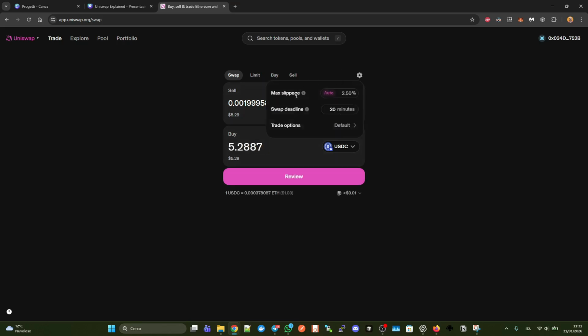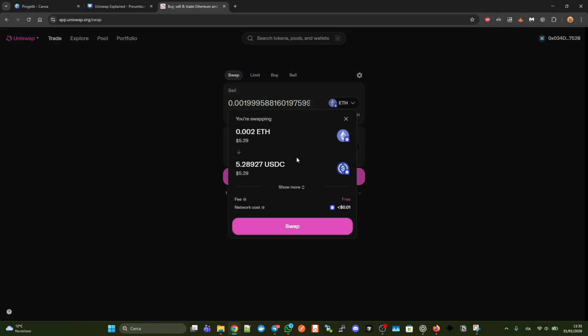Here I can select the slippage. Remember that slippage is the difference, in percentage, between the trade price we expect and the trade price at which the trade is performed. Here there is also a swap deadline, and here there are also some trade options. I will leave it on auto. So let's go and do this trade. So I will receive this amount of USDC more or less. Let's swap this.